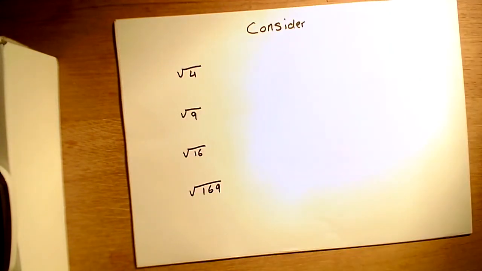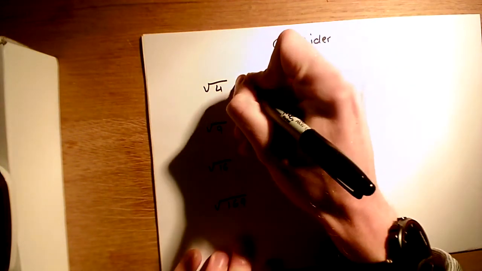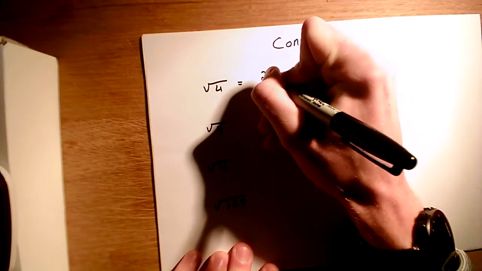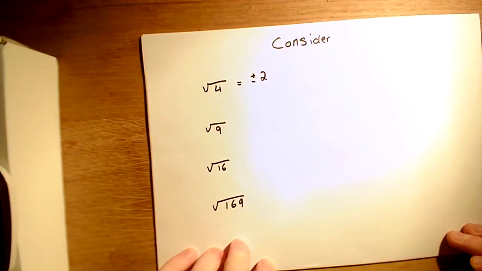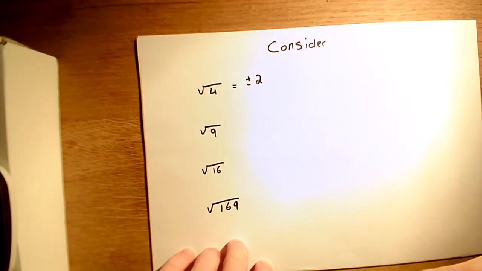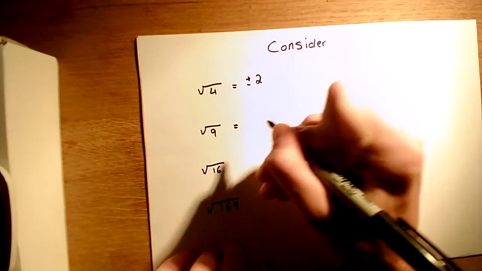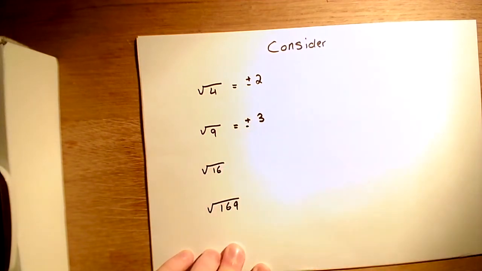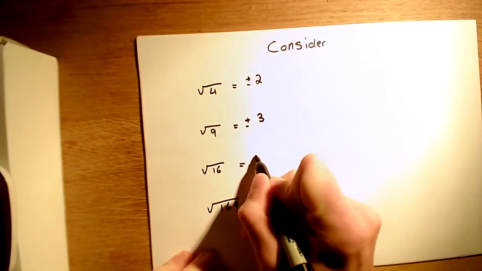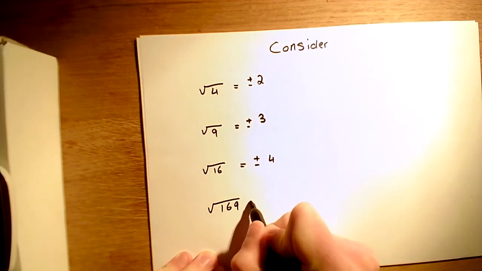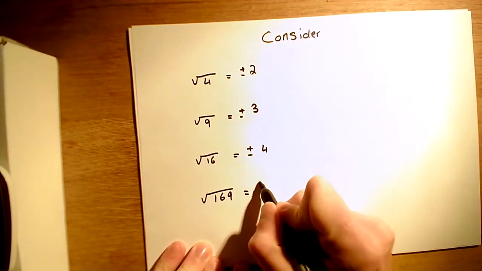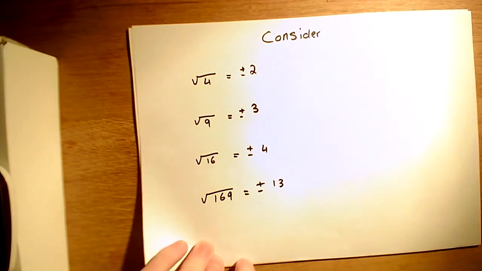So we're just going to start off in a very simplistic manner. What is the square root of 4? This might be an overly simplified question, but we know that the square root of 4 is plus or minus 2, because 2 squared is 4, and minus 2 times minus 2, a negative times a negative is a positive, would also give us 4. Same with the square root of 9, that's plus or minus 3. Square root of 16, plus or minus 4. And finally, the square root of 169 would give us plus or minus 13.